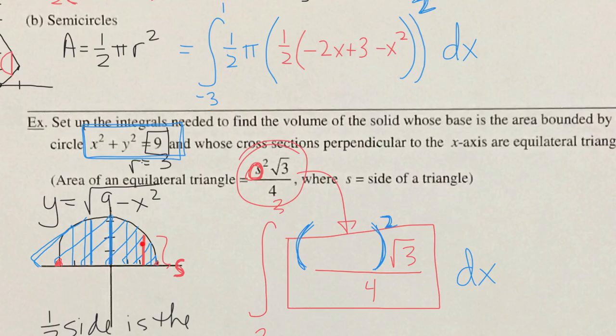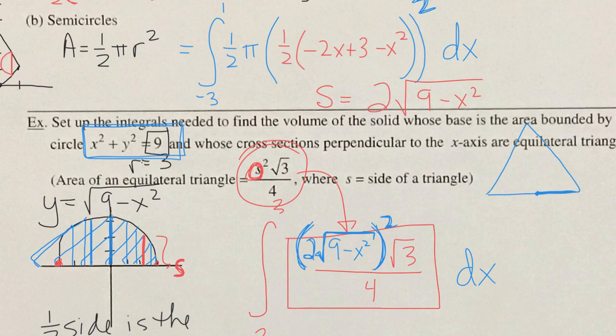The triangle side length is the whole thing. I can calculate half, so how can I calculate the whole thing? Multiply this by 2. The side of my equilateral triangle is 2 times the height of my semicircle. So we're going to plug that in here for S. S is 2 times the square root of 9 minus x squared. That's how we calculate the side length for each of our equilateral triangles.